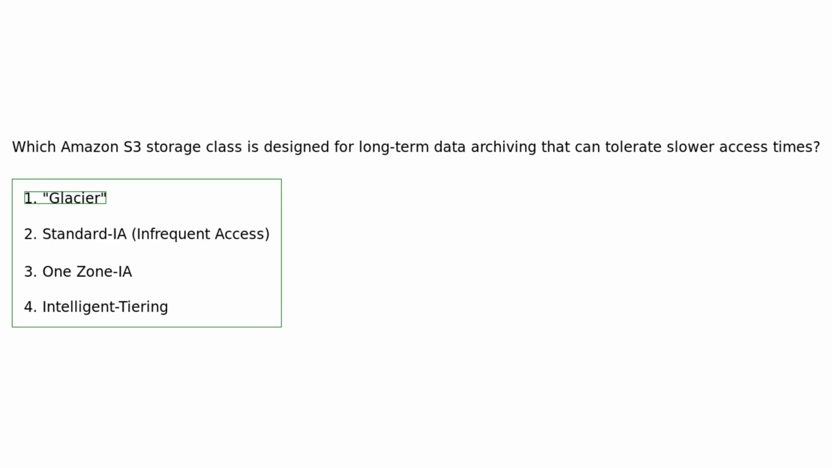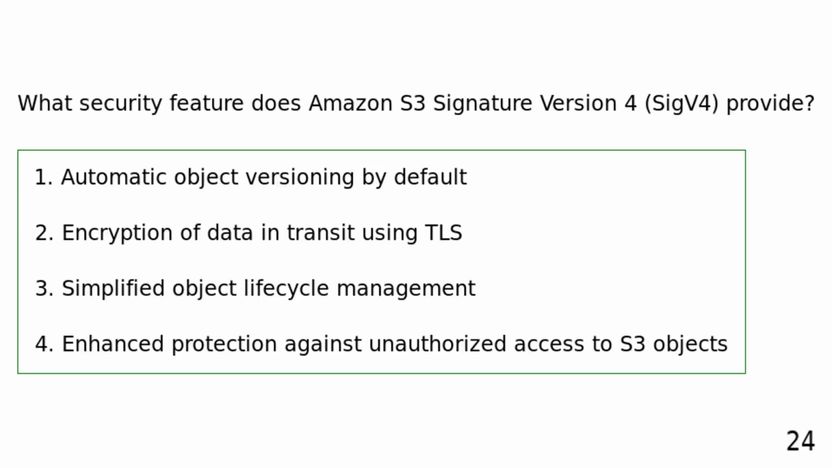Amazon S3 Glacier is suitable for data archiving and backup that require low-cost storage and can tolerate retrieval times of several hours. What security feature does Amazon S3 Signature version 4 provide?